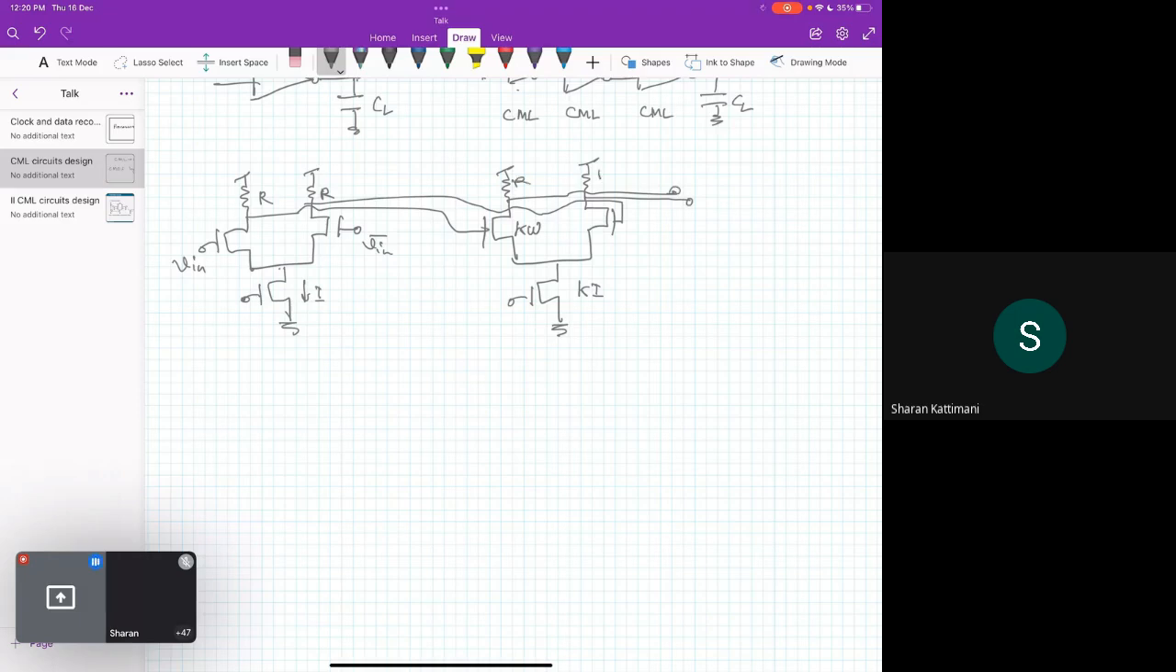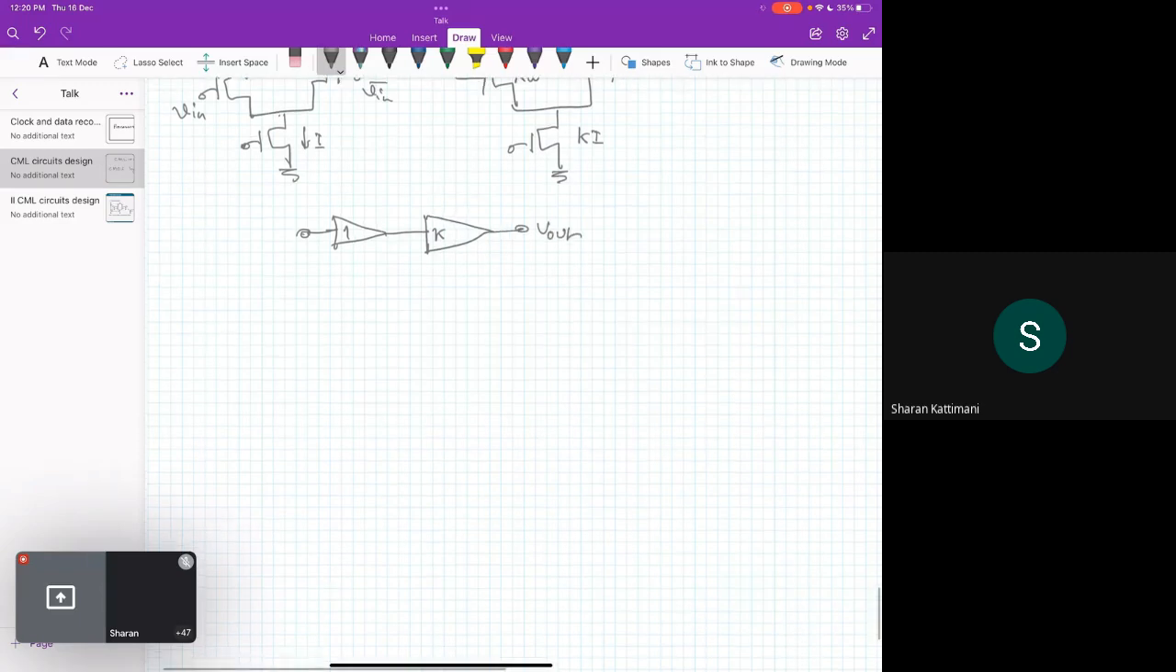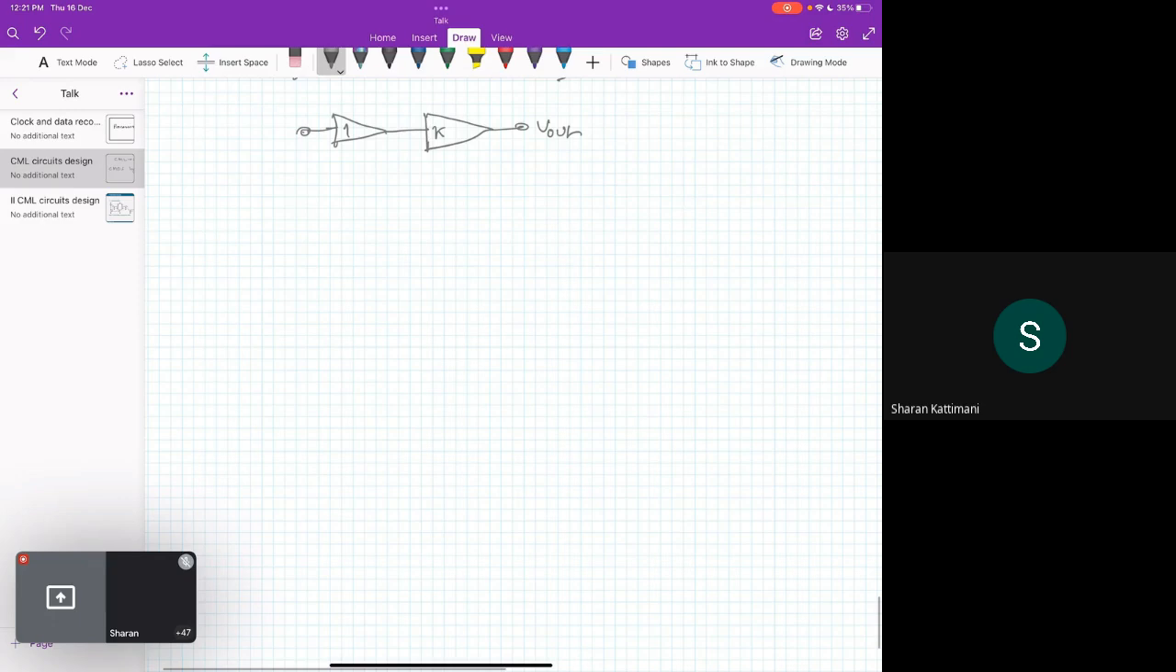So this is R, this is R, this is out, this is out bar. It is in the fashion that we have one, because this is also a buffer, and the second is K times, in this fashion. Okay, so there are certain analyses.